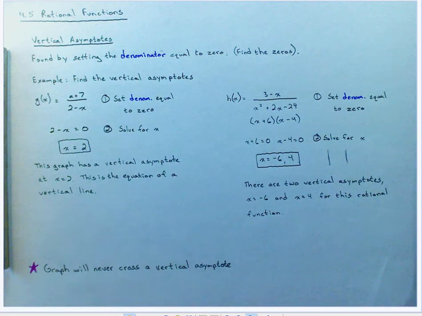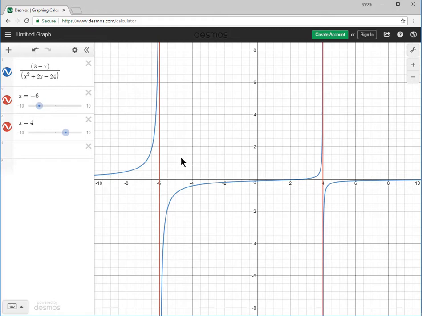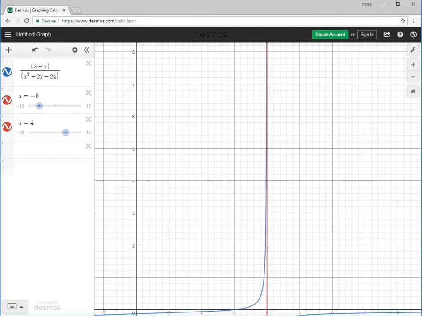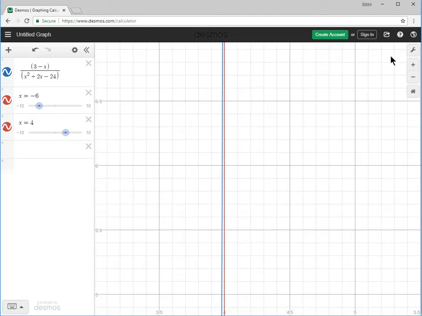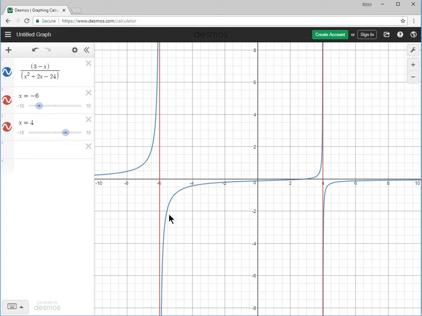Again, let's use Desmos to view that. My function is in blue. The red lines are the asymptotes. They are not a part of that function. Both of these will come very close to touching, but they will never touch. Even though it looks like it, the more that I zoom in, you can see there's still a gap. Still a gap. Same over here. These two will never touch the values of x equals negative 6 and x equals 4.